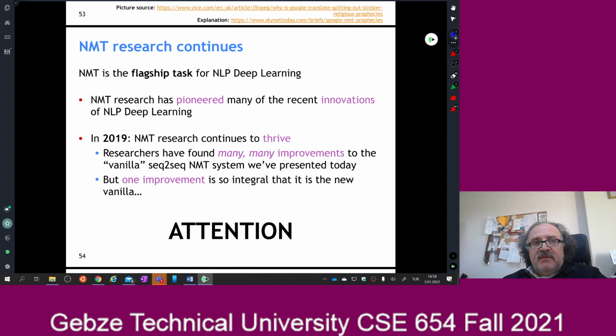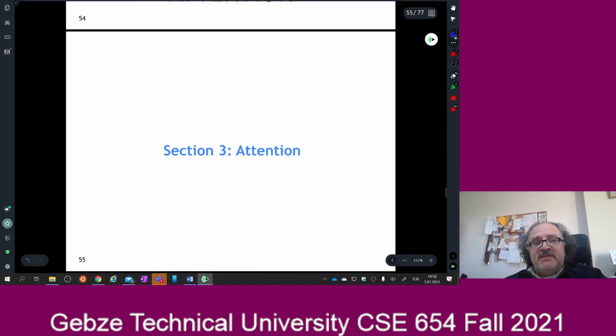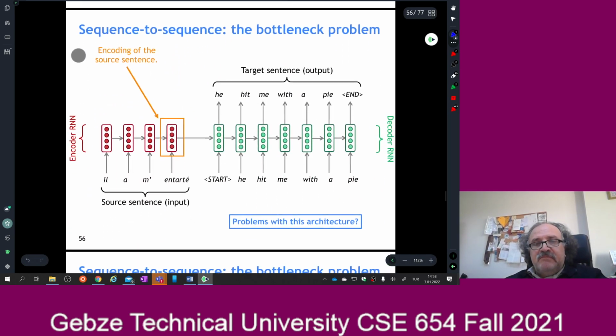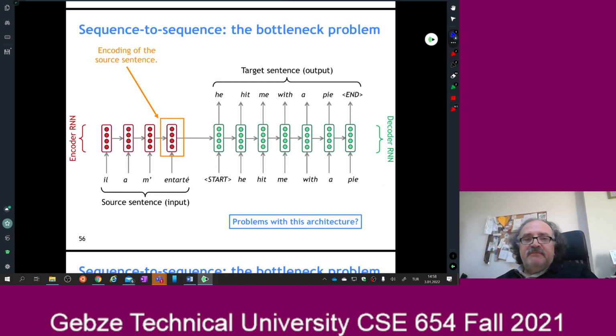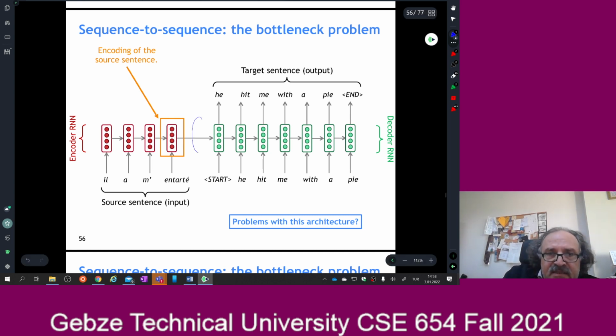While people were working on this sequence to sequence machine translation system, they invented this idea of attention. Let's look at what this attention is. We know this one, right? One of the main problems of this structure is this: there is this bottleneck.